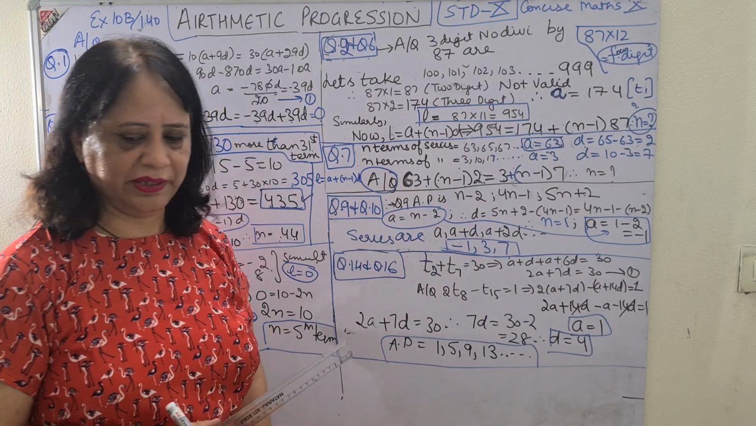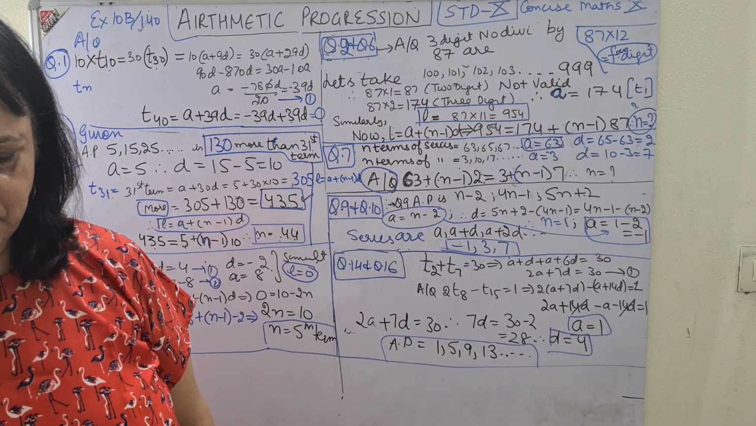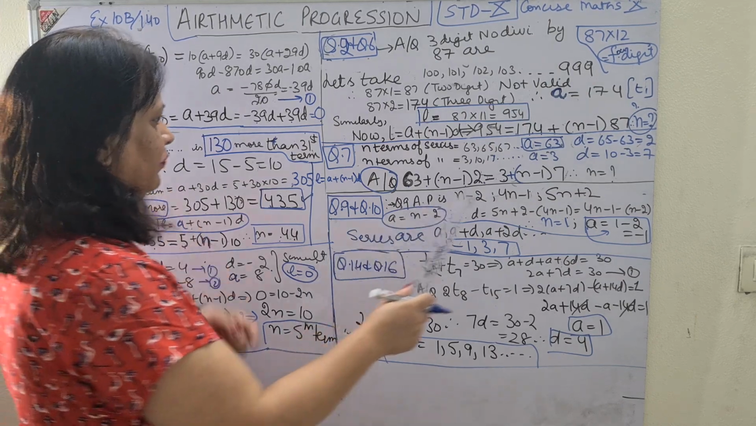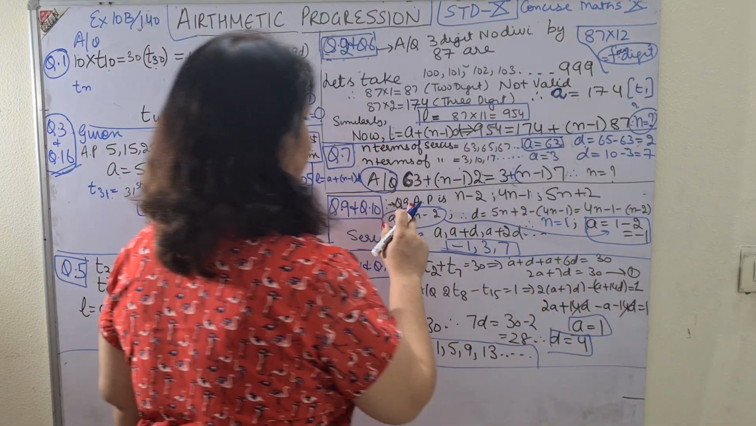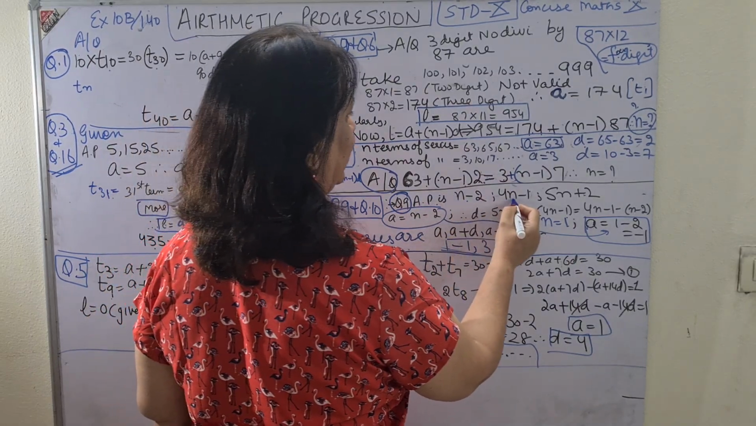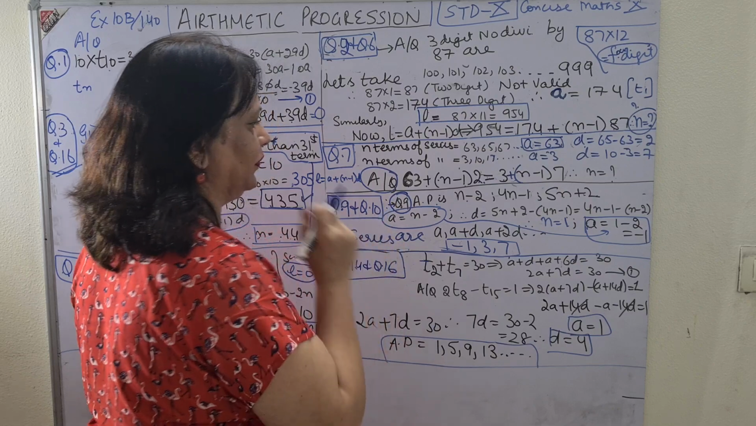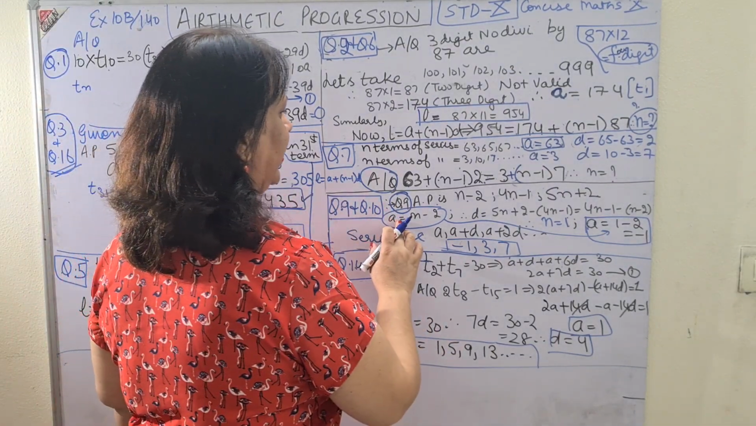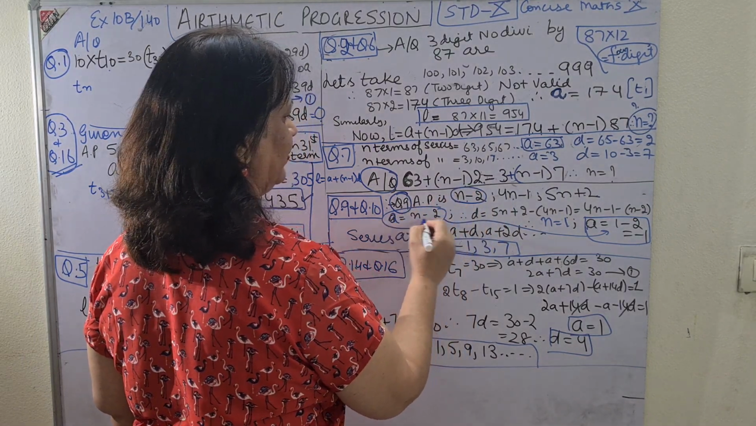Then come to questions 9 and 10. They both are the same, so I'll give you one of them. Question number 9 is, if numbers n minus 2, 4n minus 1 and 5n plus 2 are in AP. So it is given AP: n minus 2, 4n minus 1 and 5n plus 2. You have to find the values, in fact you have to find the series. So very simple children. A is the first term, that will be n minus 2. I have written here, A is equal to n minus 2.